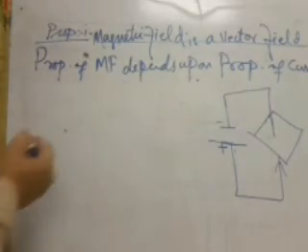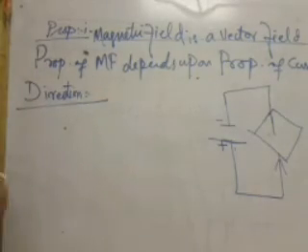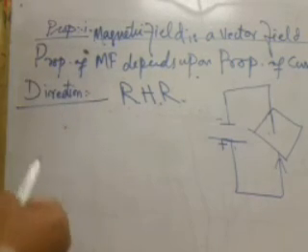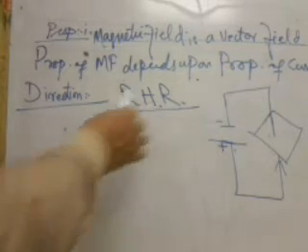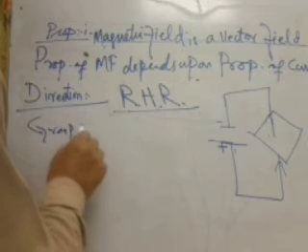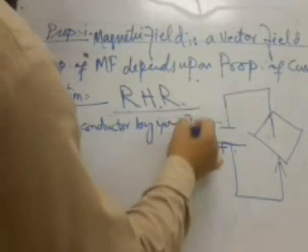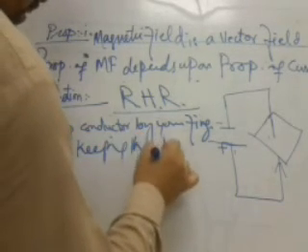As we have seen that magnetic field is a vector field, what about its direction? We can use the right hand rule to find the direction of the magnetic field produced by a current carrying conductor. What is the statement of this right hand rule? Grasp the conductor by your fingers while keeping the thumb in the direction of the current.